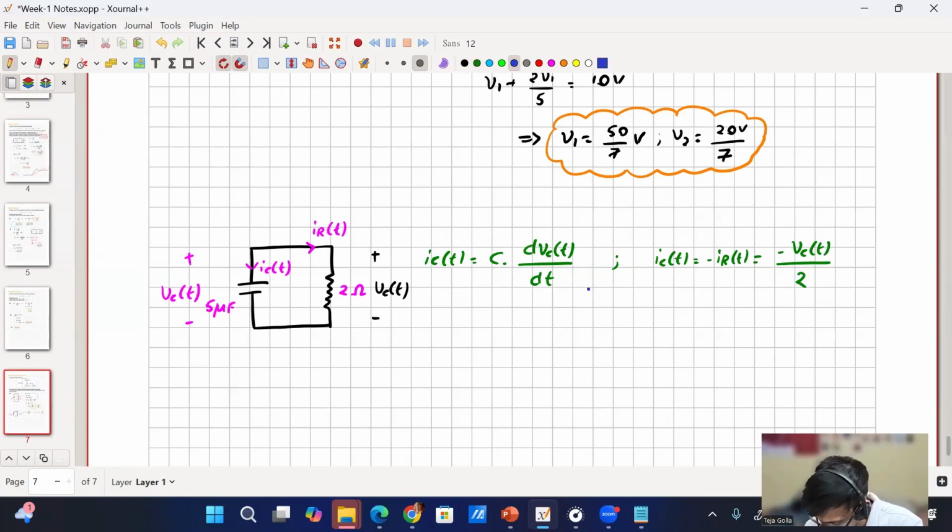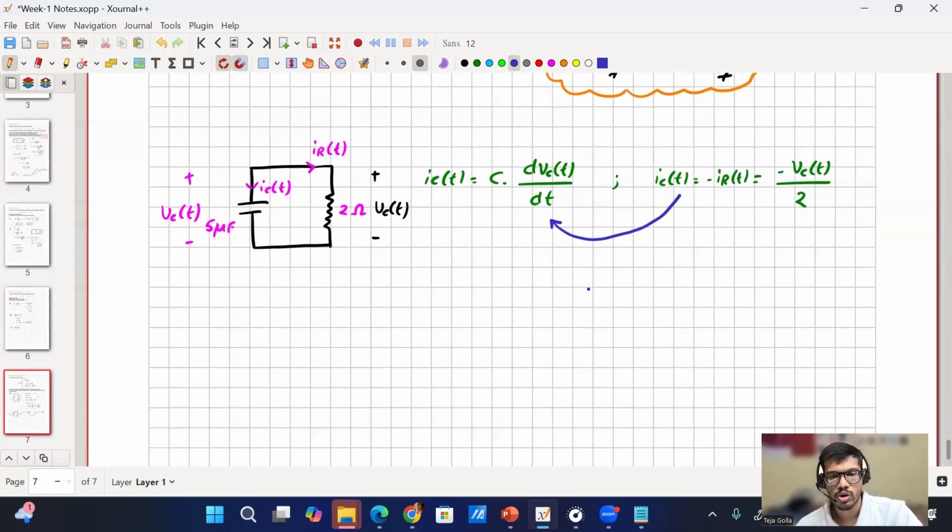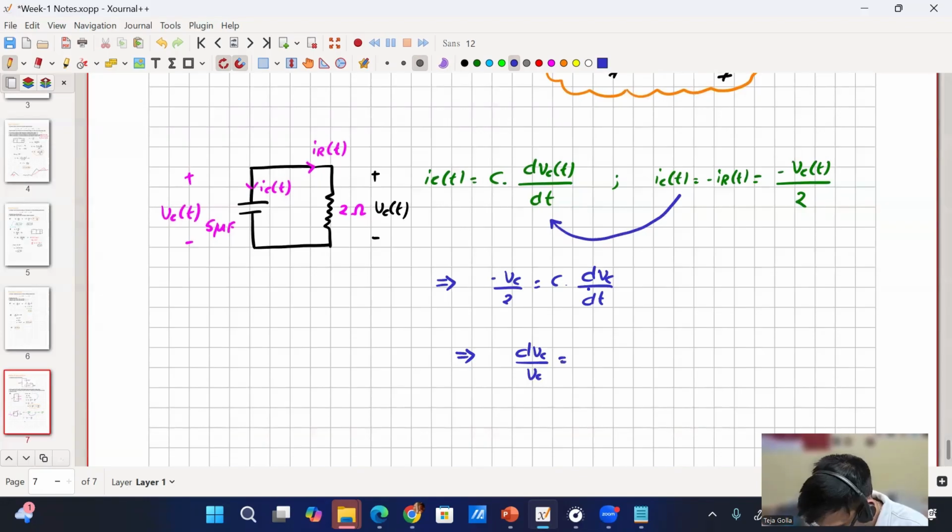So I get one equation from the capacitor and another from the resistor, because the capacitor voltage and resistor voltage are the same. Current through the resistor is capacitor voltage by 2 because it is 2 ohm. Now if I substitute here, I get minus VC by 2 is equal to capacitance C dVC by dt. Now I'll bring everything to one side and the other things to the other side. So I'll get dVC by VC is equal to minus 1 by 2C into dt.